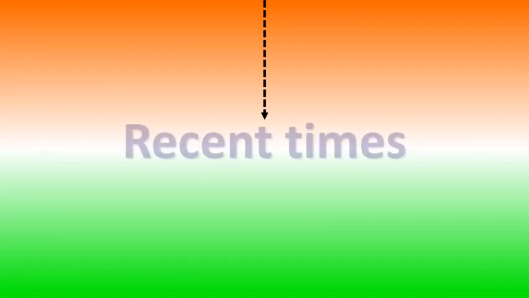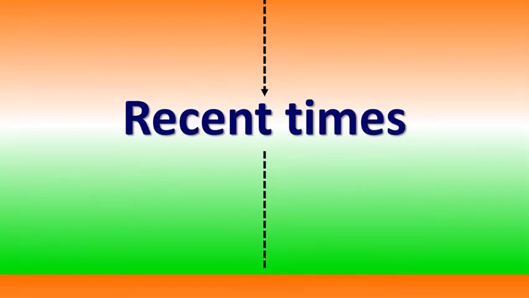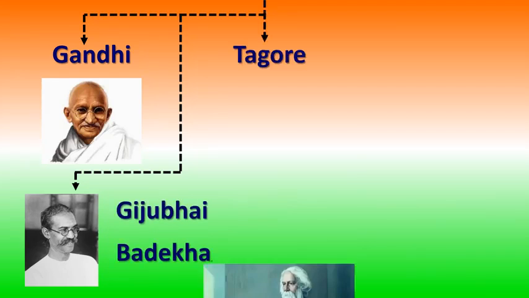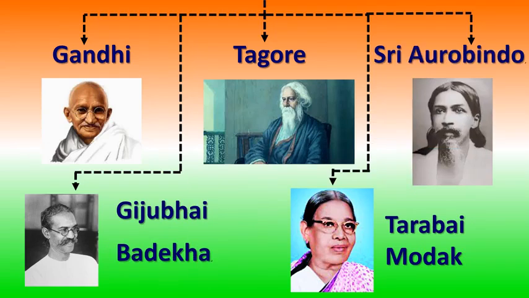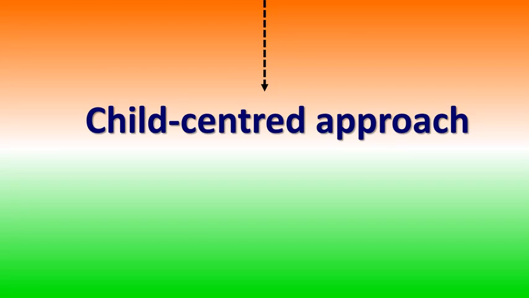In recent times, many children are receiving early education and care outside the home in child care centers, preschool programs and other community-based early learning settings. Gandhi, Tagore, Sri Aurobindo, Gijubhai Badheka and Tarabai Modak were the first Indians to conceptualize a child-centered approach to the care and education of young children.